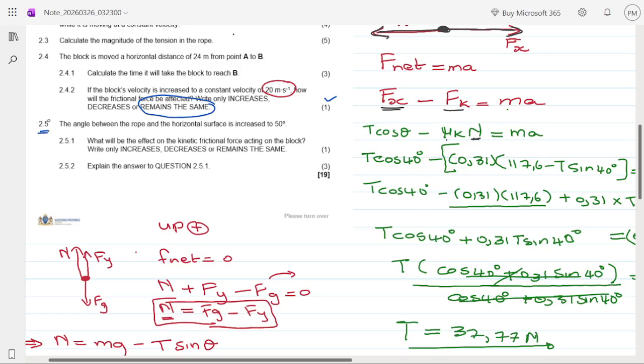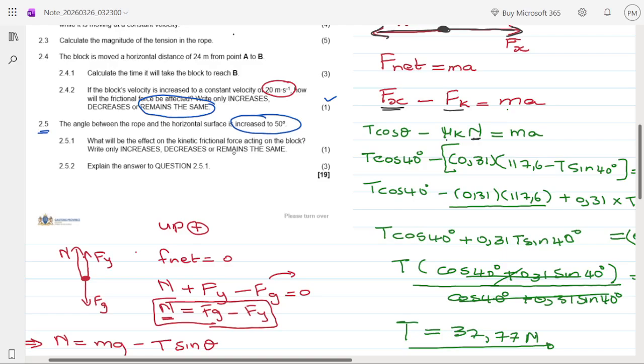Let's go to 2.2.5. The angle between the rope and the horizontal surface is increased to 50 degrees. So what happens if we increase the angle? What will be the effect on the kinetic frictional force acting on the block? So now we are changing the angle. Let's work on this and see how it will affect our frictional force.